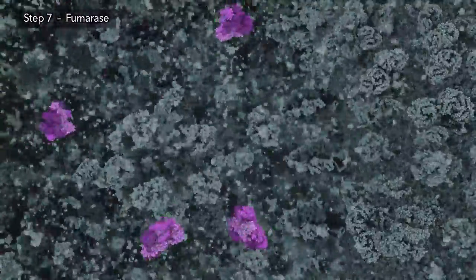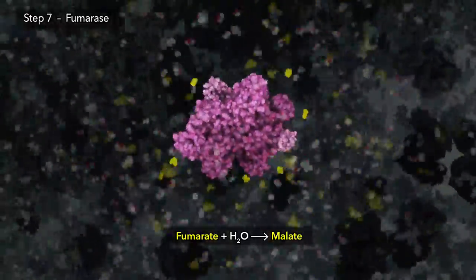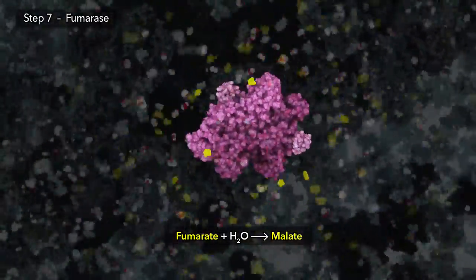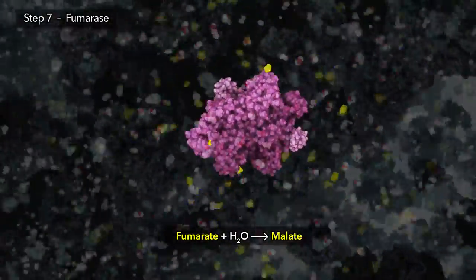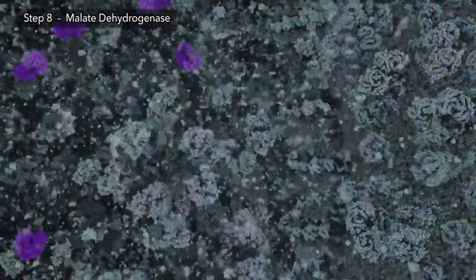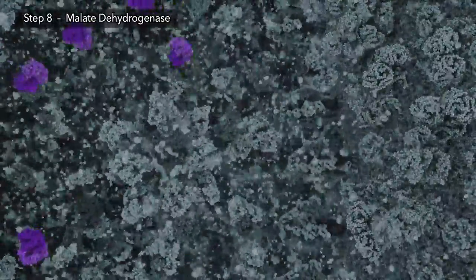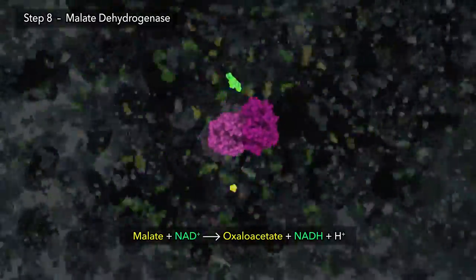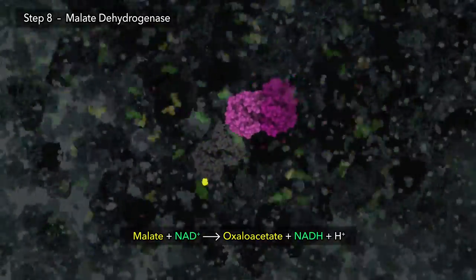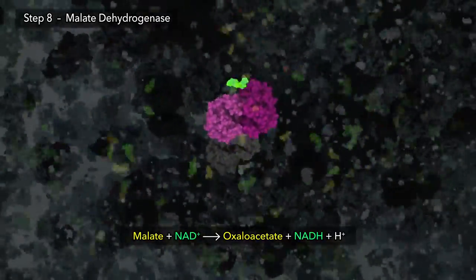Step 7 takes fumarate, generated by Step 6, and reacts it with water to create 4-carbon malate. The final step of the citric acid cycle uses malate to regenerate oxaloacetate, transferring electrons to coenzyme NADH, which supplies the electron transport chain.